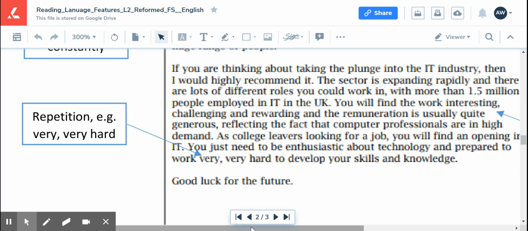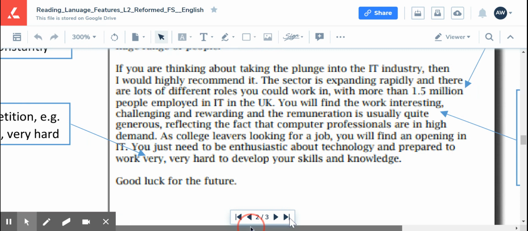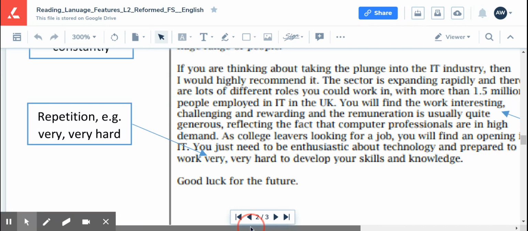Okay, so they're just some examples of language features. It's always helpful to just recap on those features as part of your revision. And a quiz will follow this video.